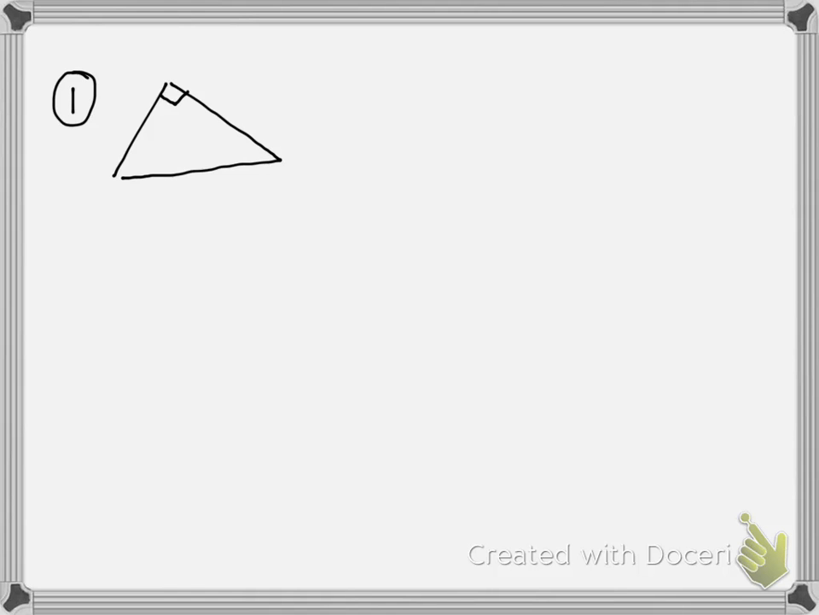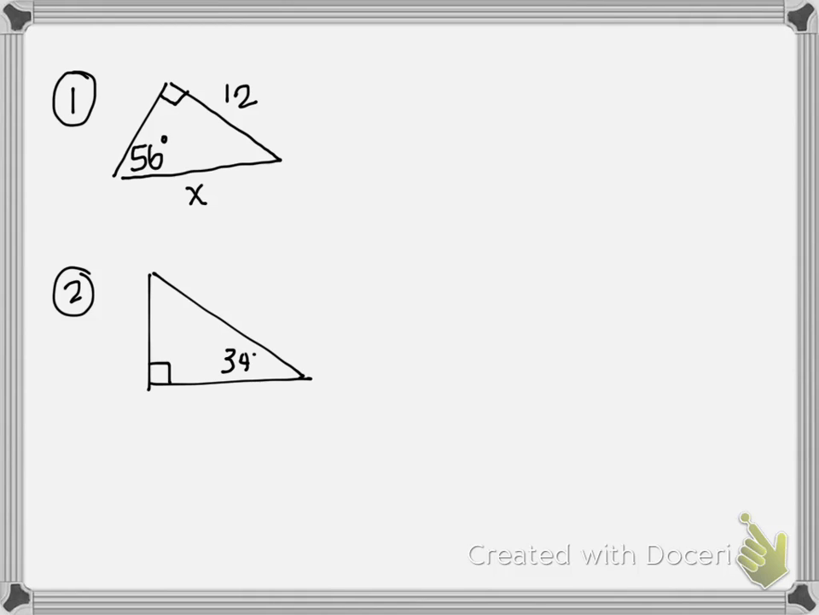So now go ahead and you're going to be working on some on your own. So you have this angle right here, 56 degrees. And we're going to have this side length of 12, and you're going to find the hypotenuse. And then we have the right triangle there, and we're going to call this 34 degrees and have x and 15.